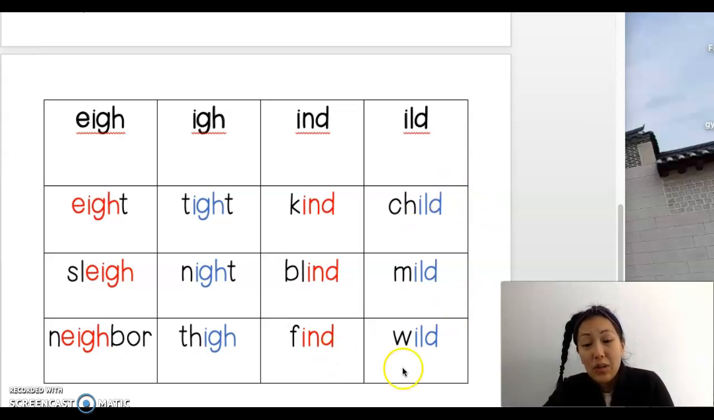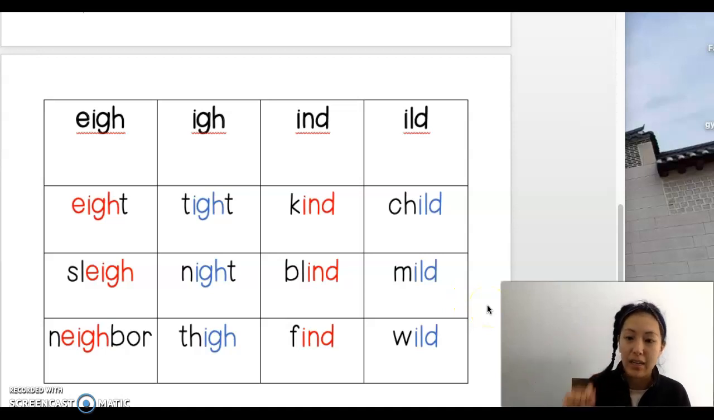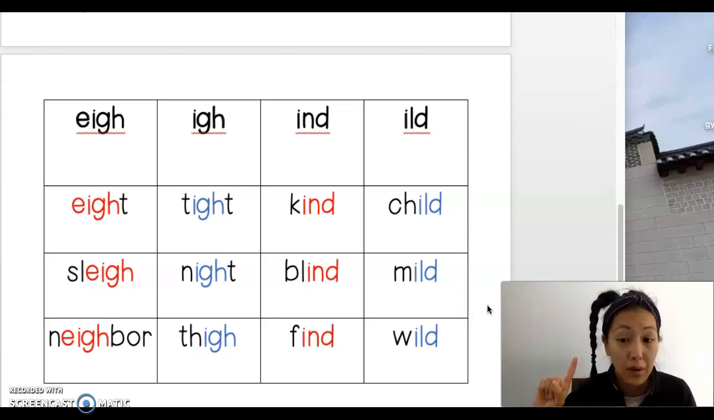Let's do one of our words from this ILD list. Let's do mild, meaning not spicy. Here we go. Mild. Again, friendly reminder, these are all on one finger.